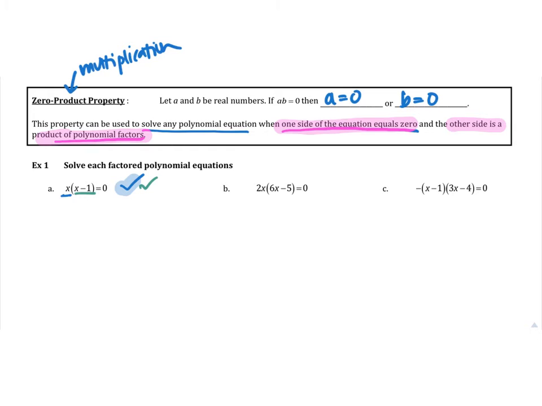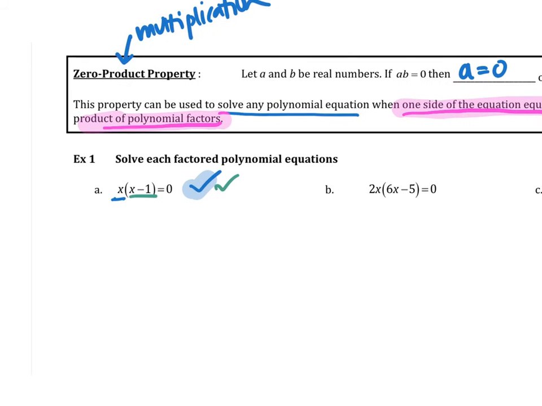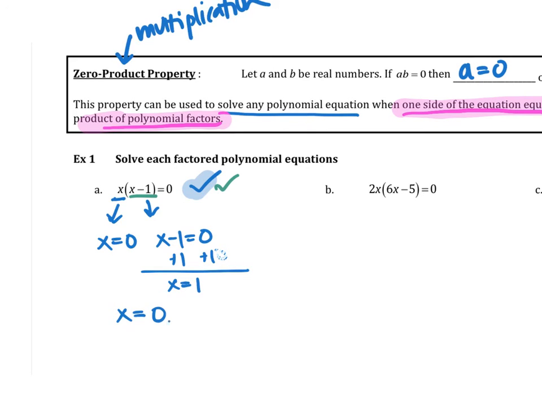And so now to solve, I'm going to set the first one equal to 0, so x equals 0. I don't have any other work to do. And then I'm going to set the second binomial equal to 0, use inverse operations, and I get x equals 1. So my solution is x is going to equal 0 or 1. Notice I listed them with commas. You can list it that way.